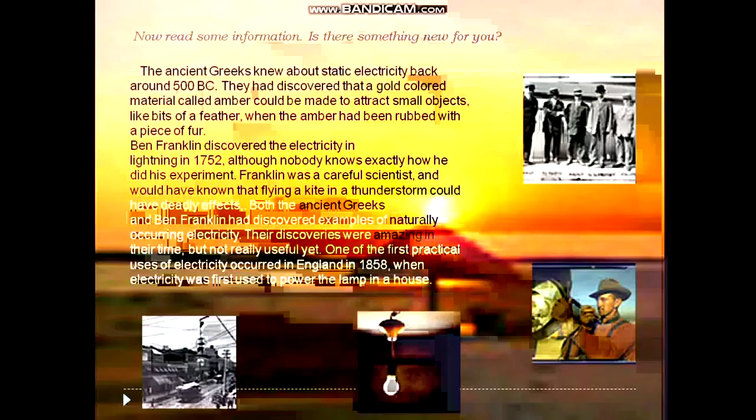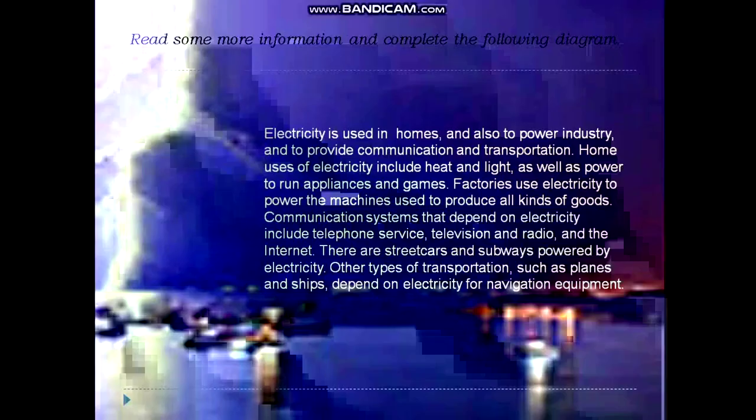One of the first practical uses of electricity occurred in England in 1858, when electricity was first used to power the lamp in a house. Read some more information about it and complete the following diagram. In this text, you can see where electricity can be used, for example, in homes, also to power industry, to provide communication and transportation, etc. Please write your opinions in these places about the application of electricity.